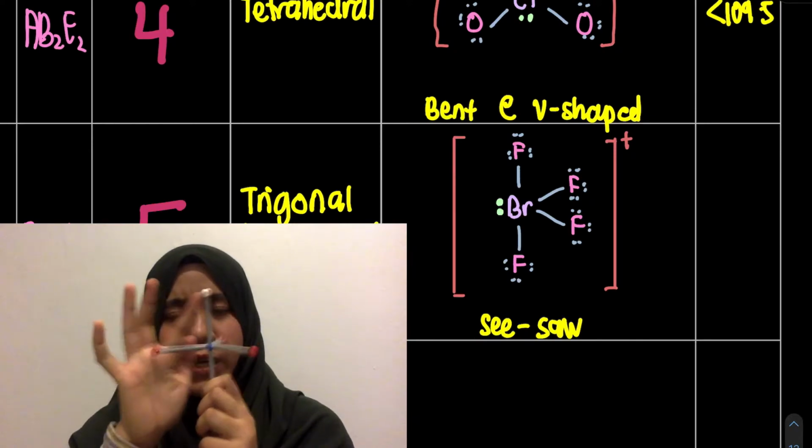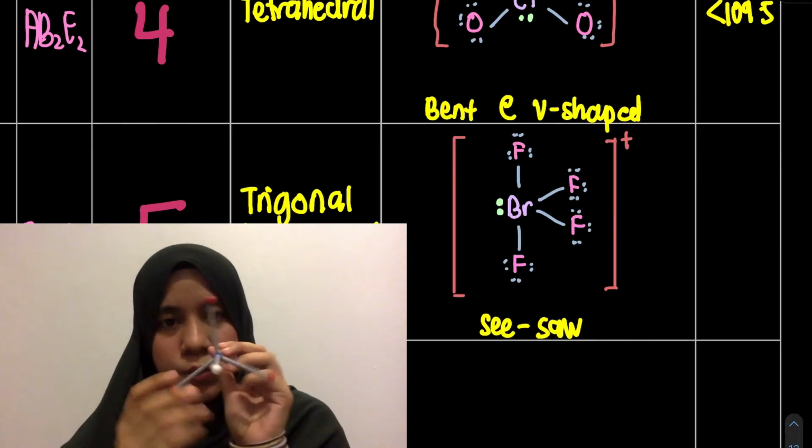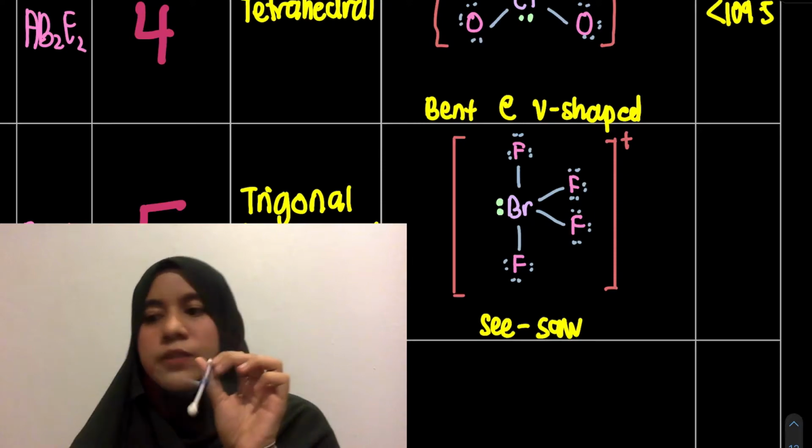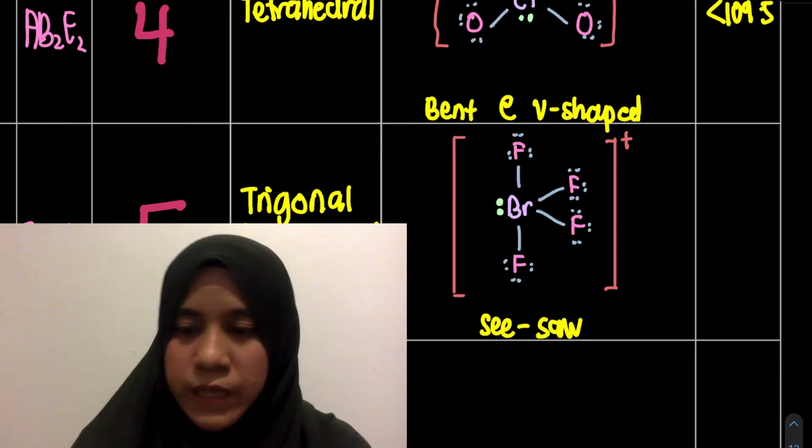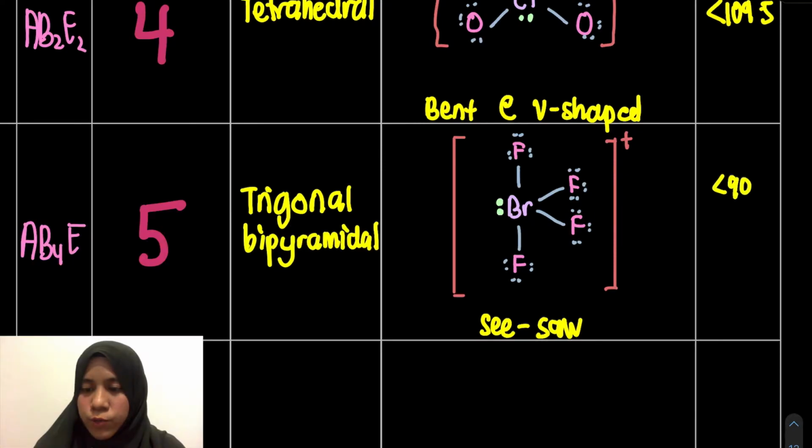dengan white dengan red ni 90 degree. Kalau between the red itself ni 120 kan. So we just have to know the bond angle will be less than 90 and will be less than 120 degree. Okay, so kita tengok balik yang pada website tu.